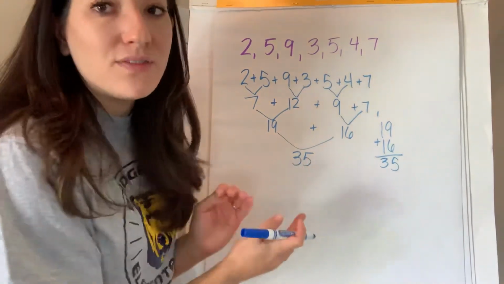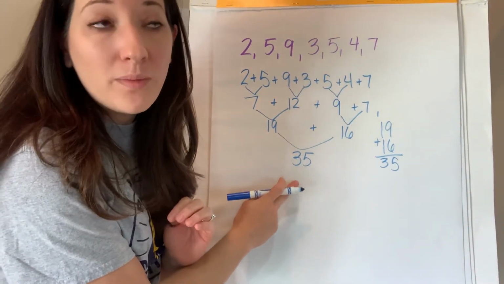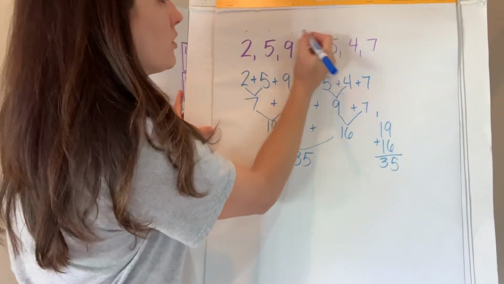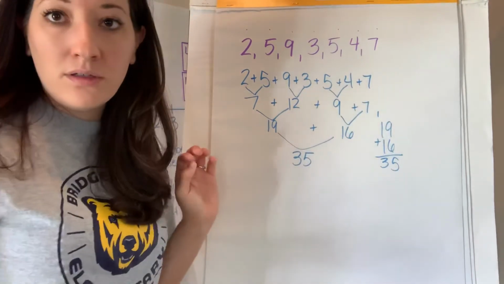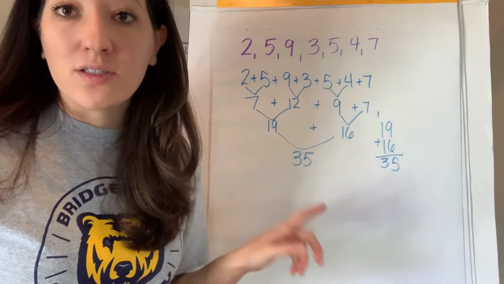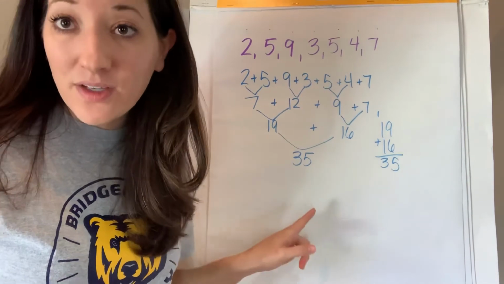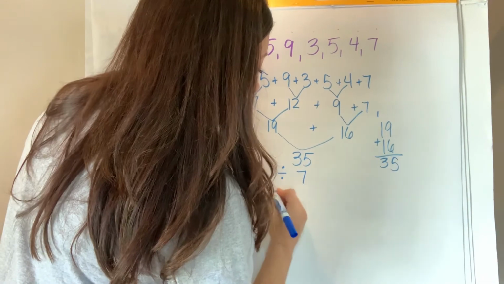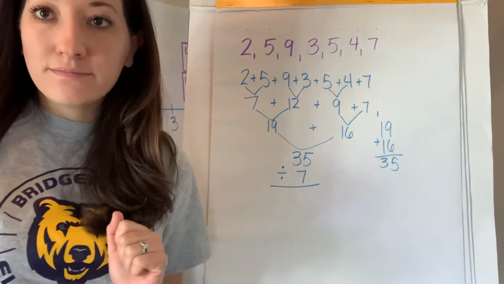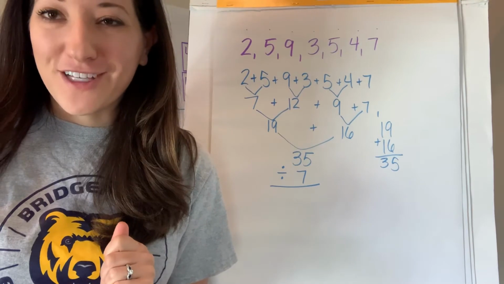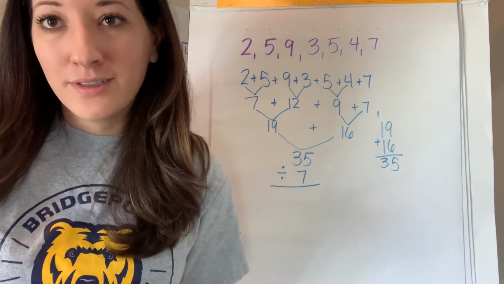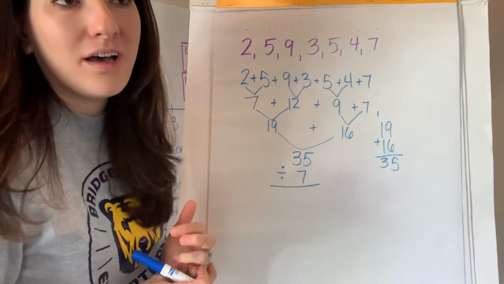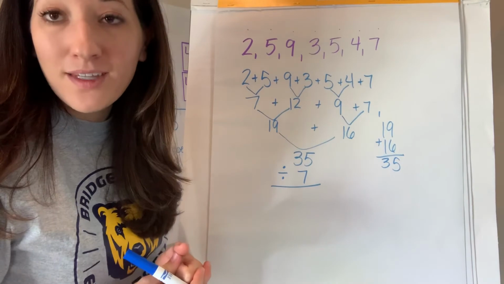So now we have to divide 35 by how many pieces of data we have. So here we've got 1, 2, 3, 4, 5, 6, 7 numbers that we were given in the beginning in our data set. So I'm going to take 35 and divide by 7 because that's how many I started with. I'm gonna give you a second to do that. Or I guess you could just pause the video. Okay, so 35 divided by 7, if you know your sevens, is 5.